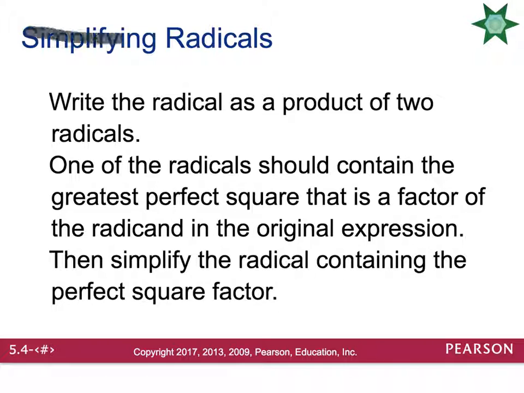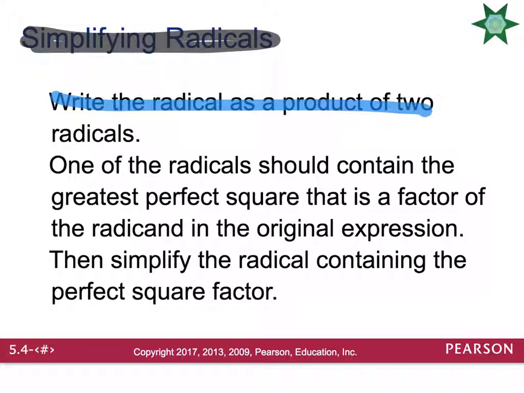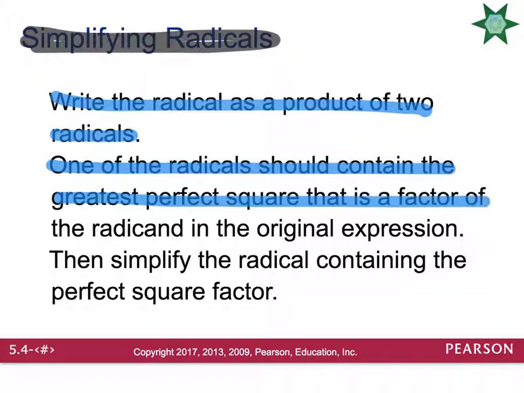Okay, now we're going to talk about simplifying radicals. When we simplify a radical, we're writing the radical as a product of two radicals. One of the radicals should contain the greatest perfect square that is a factor of the radicand. Then simplify the radical containing the perfect square factor. In other words, we want to take the perfect squares out of our radicand that divide out and simplify them.